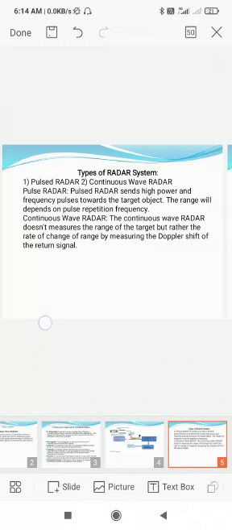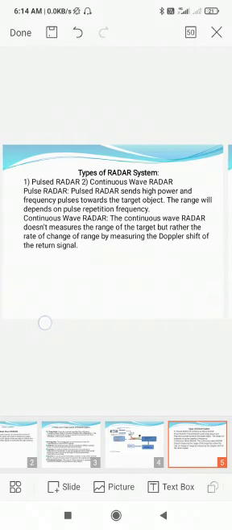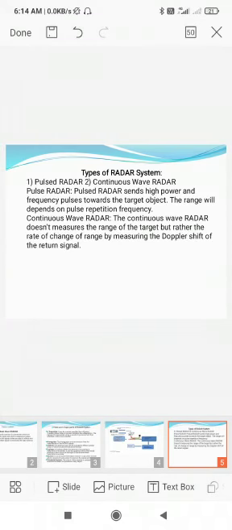And the second one is the continuous wave radar system. The continuous wave radar system does not measure the range of the target, but rather the rate of change of range by measuring the Doppler shift of the return signals.